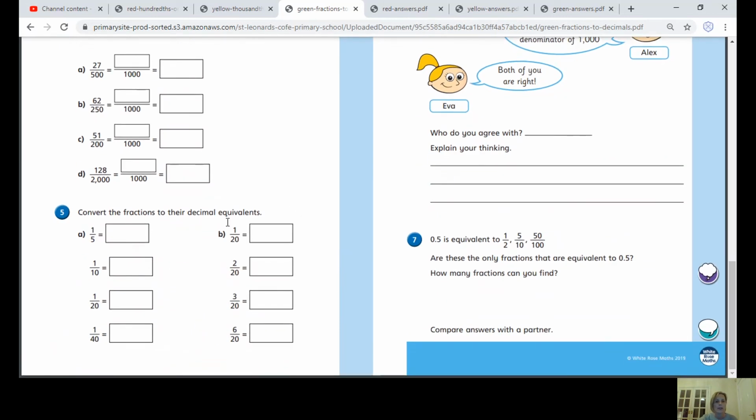Down here, convert the fraction to the decimal equivalent. So this time you've just got to do it yourself. So look at your denominator. Okay, some of them don't need converting. Well, one of them doesn't need converting. The rest of them do, because you need to make sure that they are either tenths, hundredths, or thousandths.